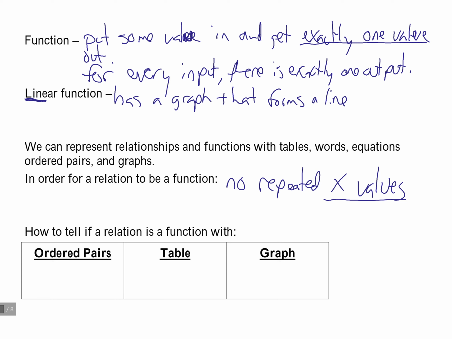If you have repeated x values, then you probably don't have a function. Because if I have some x value twice and a different y value, then it's like I'm putting in a chicken and I'm getting some other thing other than chicken nuggets. All right? So, how to tell if a relation is a function if I'm given a bunch of ordered pairs?